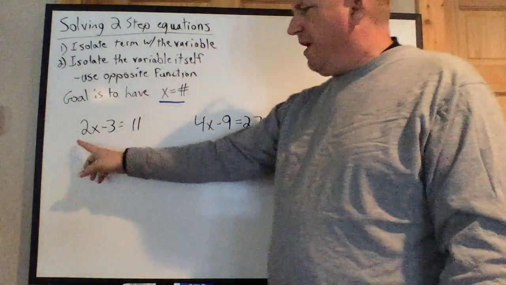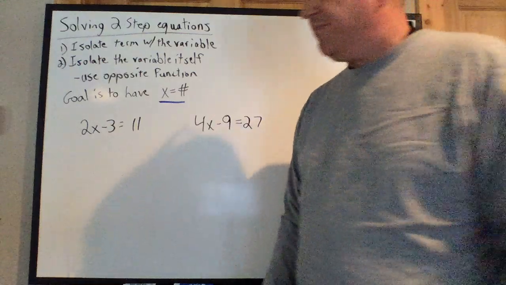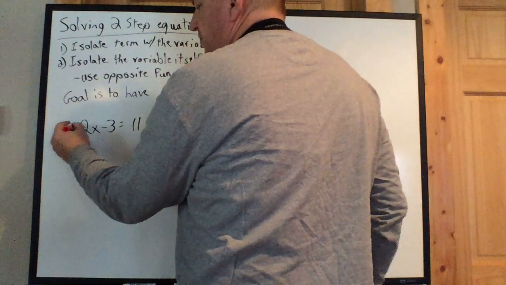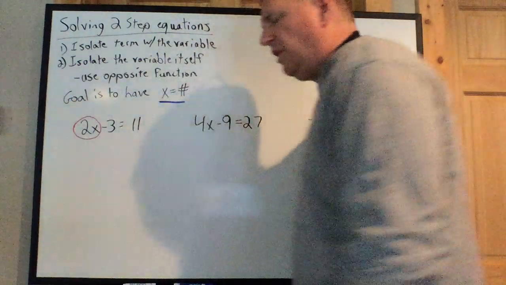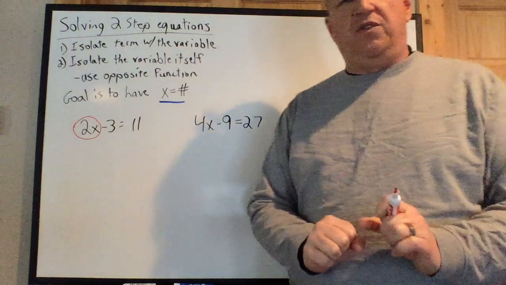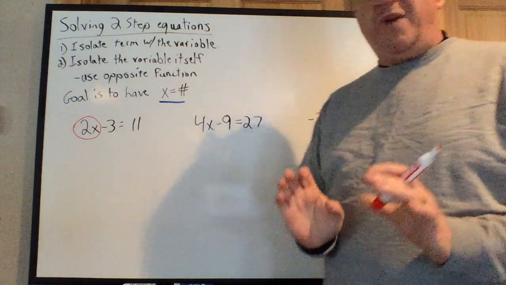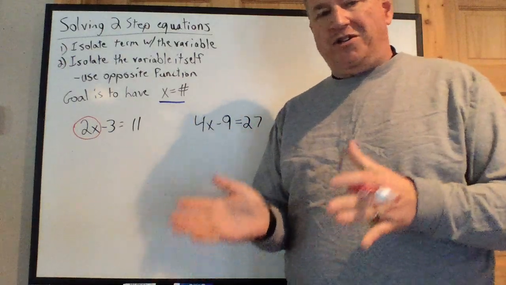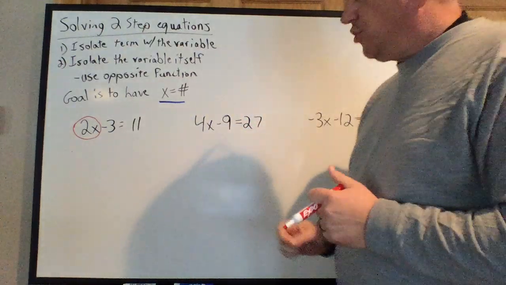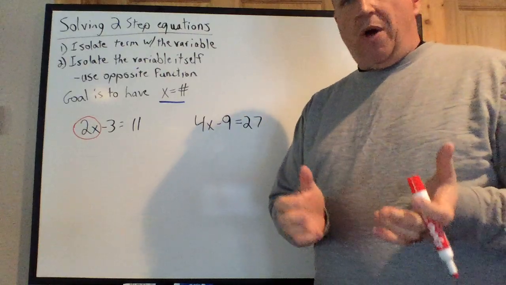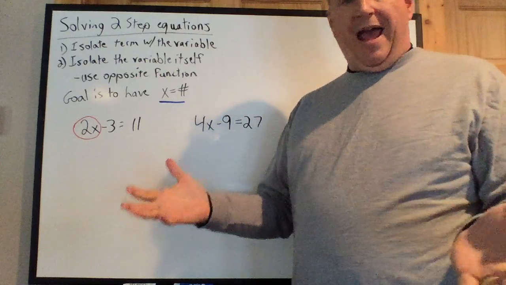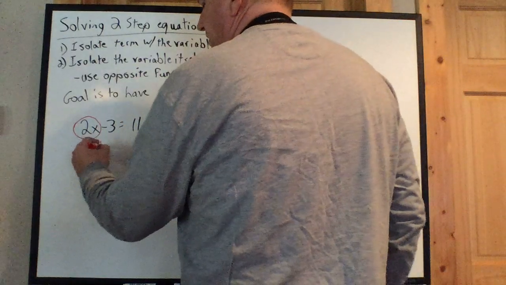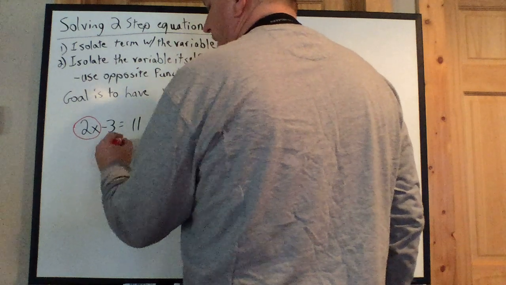2x minus 3 equals 11. This right here, the 2x, is my term that contains my variable in it. That's the protective force field in red that I've just put around it. So I've got to get rid of everything else on that side of the equation that's not in the red circle. So that's a minus 3. So how do we undo minus 3? We add 3. Adding 3 is the opposite of subtracting. So we add 3 to both sides.